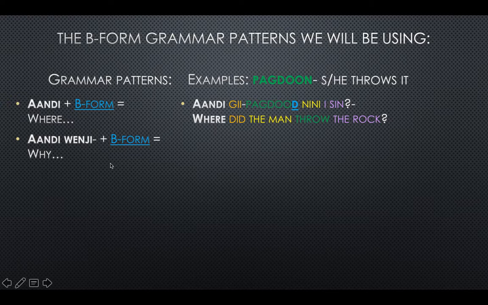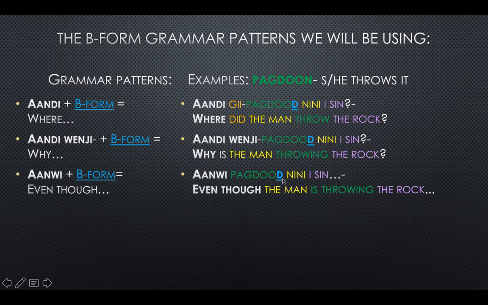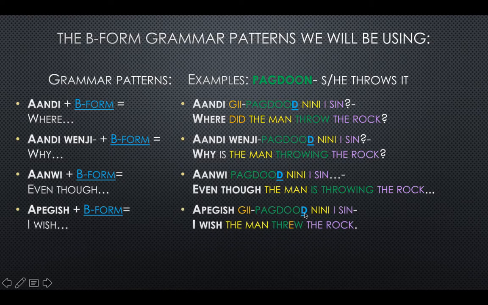On to wenje plus B form means why, and as always, when you see a dash after in our grammar patterns, that means the verb immediately follows after that dash. So we got on to wenje pug dot nene sin. Why is the man throwing the rock? And it's all color coded there for you guys. Next we have onwe plus B form means even though. So onwe pug dot nene isin means even though the man is throwing the rock. Apegish plus B form means I wish. So apegish gi pug dot nene isin means I wish the man threw the rock.